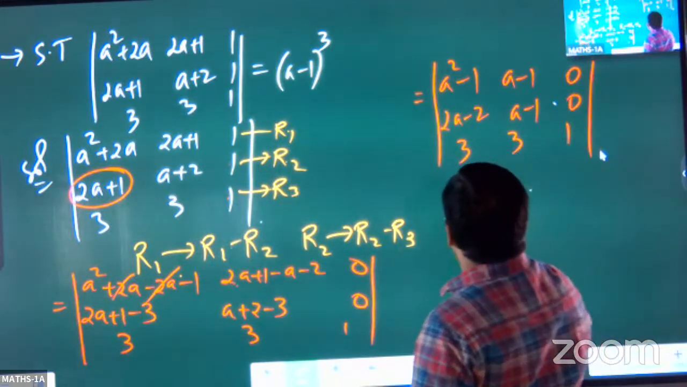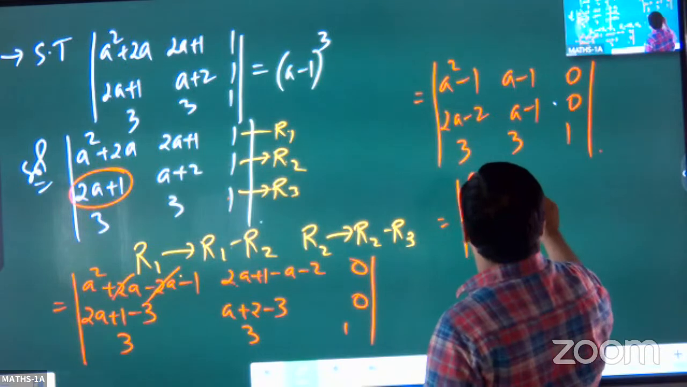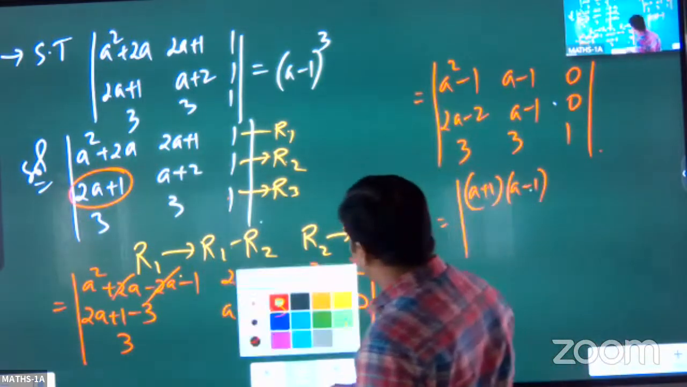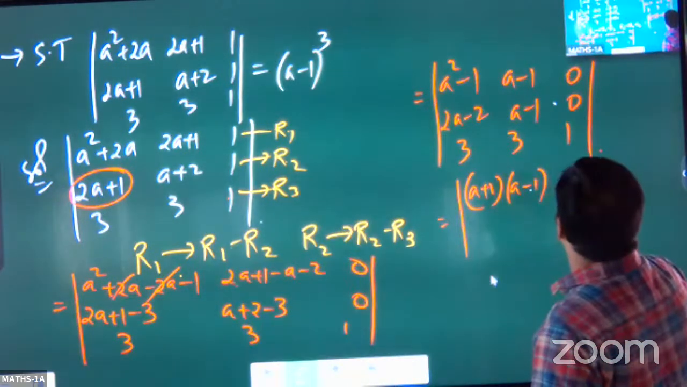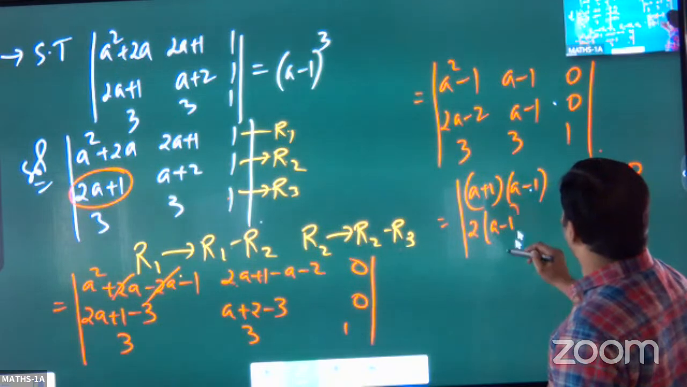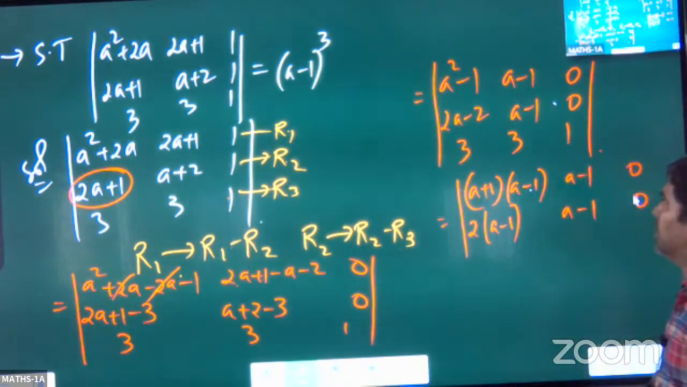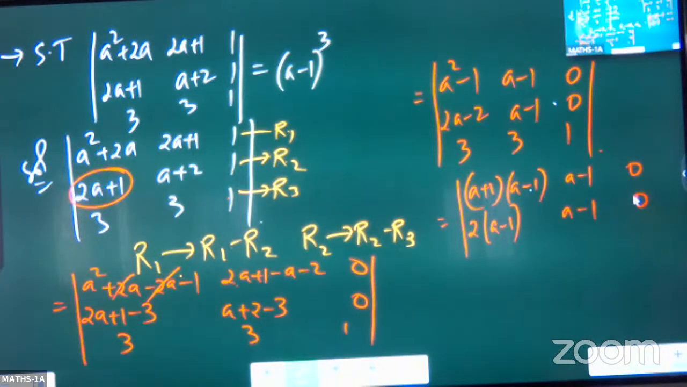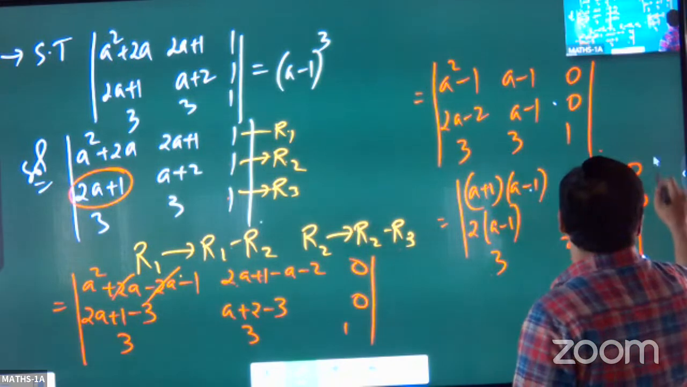Is it clear? Now, A square minus 1, I can write it as A plus 1 into A minus 1. Correct? Okay? Here A minus 1 as it is, 0. Here I will take 2 common, A minus 1. Simplification, right? Your logic part has been done. Now, what you are going to do is proper simplification. Now, this is 3, 3, and this is 1.